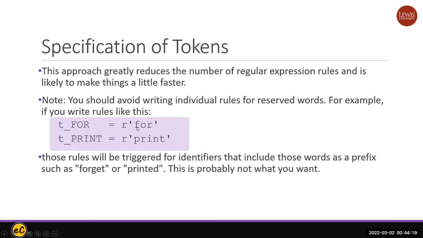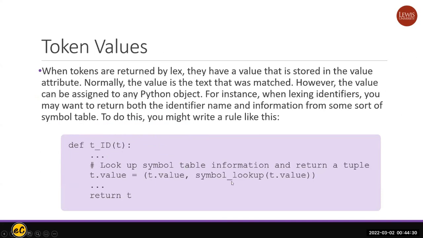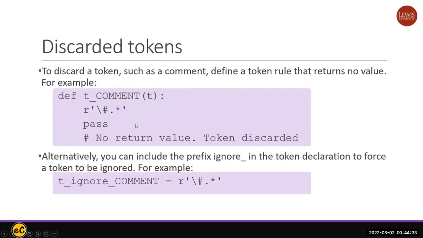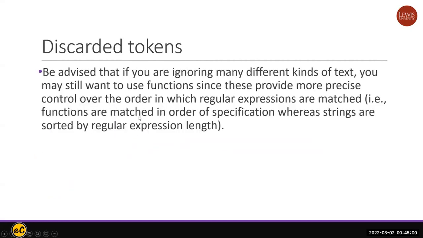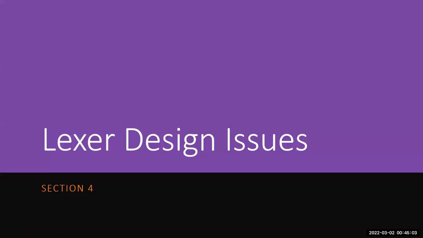T4 is the for loop, so that is the token for for. T print is the print. So here we add more ID and reserved word tokens. In here we add more, and you can have a comment. For a comment, you use backslash sharp. Anything after the sharp sign, followed by star, does nothing and will later be discarded. You can also put it into the so-called ignore command. This is another way you can use to discard tokens.